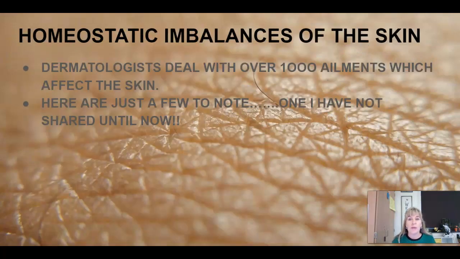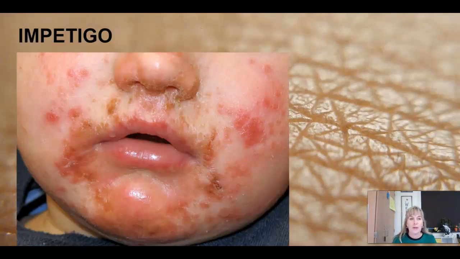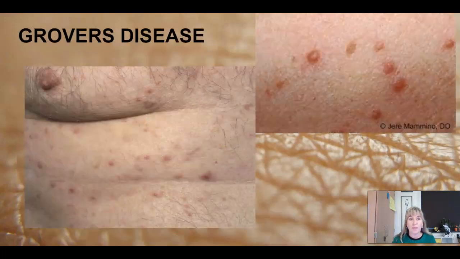So some of the homeostatic imbalances of the skin that dermatologists have to deal with are amazing. There's over 1,000 ailments that affect the skin. And here's just a few to note, and one I haven't shared until now. So cold sores are basically caused by a herpes simplex virus, and they're very, very common. The next one is impetigo, which is caused usually by a staph infection. It can be a strep infection, and it manifests itself around the mouth and nose, and sometimes on the hands. It's very prevalent in elementary age children.